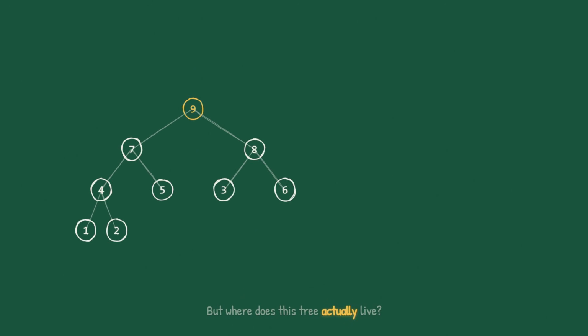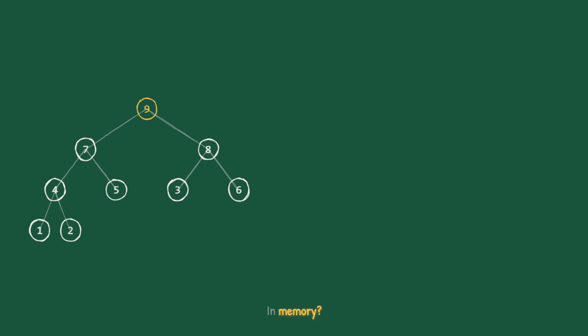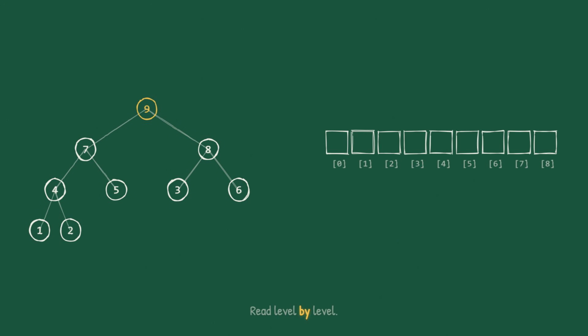But where does this tree actually live? In memory? Right here, in a flat array. Read level by level, the root goes to index 0, its children go to 1 and 2. Their children, 3, 4, 5, 6. And the last level, 7 and 8, and so on. Every node has a home in the array, and here's the beautiful part.